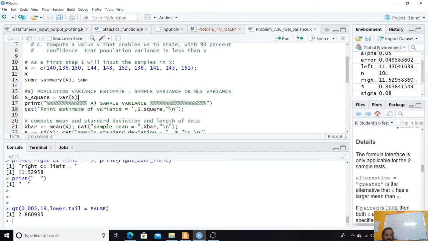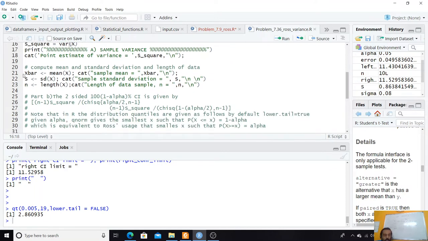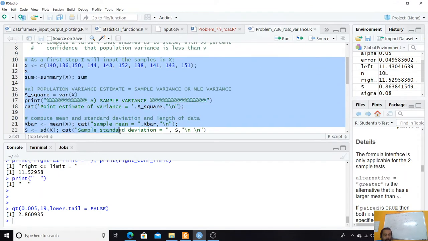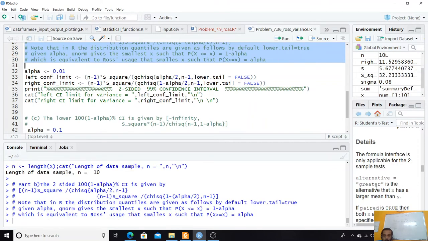You have the population variance estimate, which is simply the sample variance, S square. I've called it S square. You could compute the x bar, the standard deviation, and the length of the data, or the number of samples that you have. So let me just run this part. There you go.